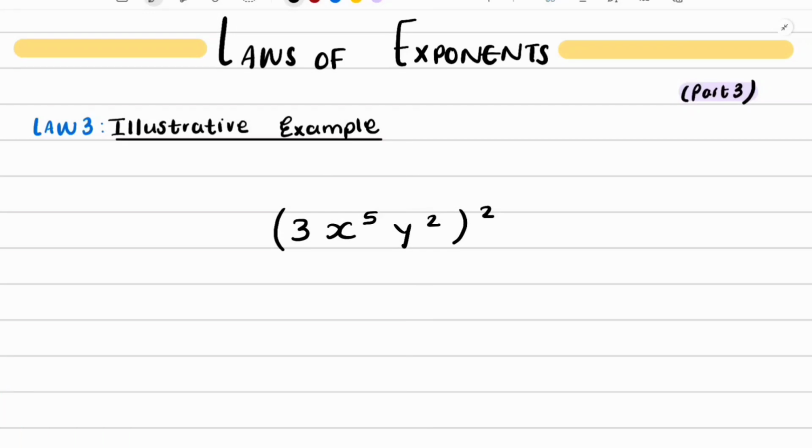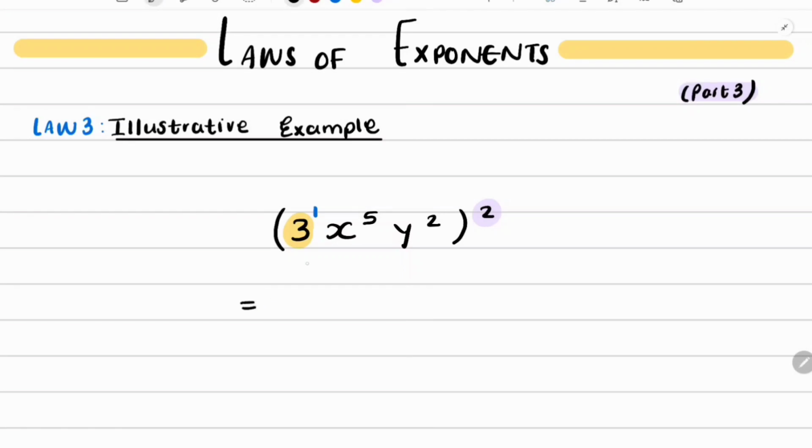In this example, we have a couple of things going on inside the bracket. We have a number right now. So remember that everything inside the bracket, as long as it is a base, it has an exponent. And that exponent is going to multiply with this exponent of 2 on the outside. So let's look at 3 first of all. 3 is a base, but what is the exponent on 3? It is an invisible 1 that is there.